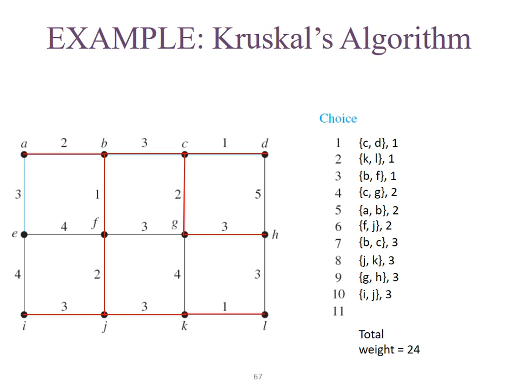But now we still have AE and FG. But we cannot choose FG, right? Because once you choose FG, then we form a cycle. So we can only choose AE. Once we choose AE, that will be the end of the algorithm because we have included all vertices into the spanning tree. So that will be the end. And we can calculate the total weight to be 24.